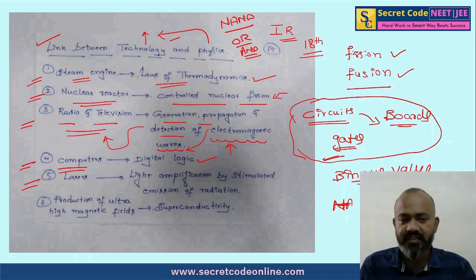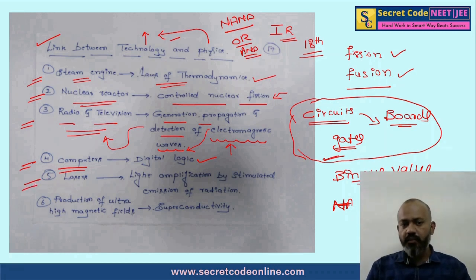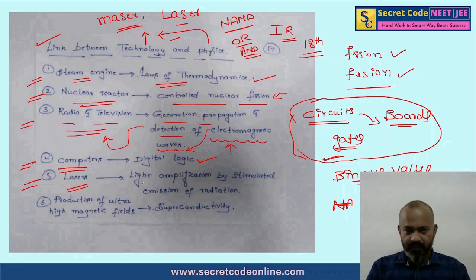The next is lasers. In the previous lesson I explained about lasers and masers, how lasers are produced and how masers are produced. Based on that, laser technology was developed. What is that principle? Amplification of light by stimulated emission of radiation. Lasers are produced this way, which means a narrow beam of light is produced. So that is the fifth one.